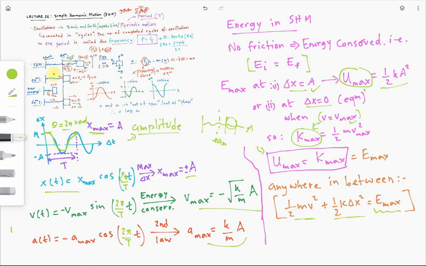We are talking about horizontal spring mass systems here. If the spring mass system is vertical, be sure to add in what we call the gravitational potential energy as well, because then you would need to contend with gravity for your energy of the system. Now let's look at some other things, then we will jump into an example.